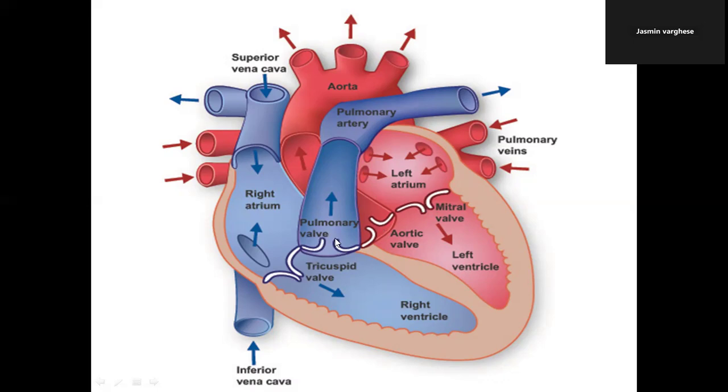The pulmonary valve opens when deoxygenated blood comes to the right ventricle, and it opens to the pulmonary artery. The aortic valve opens when oxygenated blood comes to the left ventricle. So basically this side carries deoxygenated blood. This blue color is deoxygenated blood and this is pure blood. So this side, the left atrium and left ventricle, carries oxygenated blood. All right, so we will see the detail.